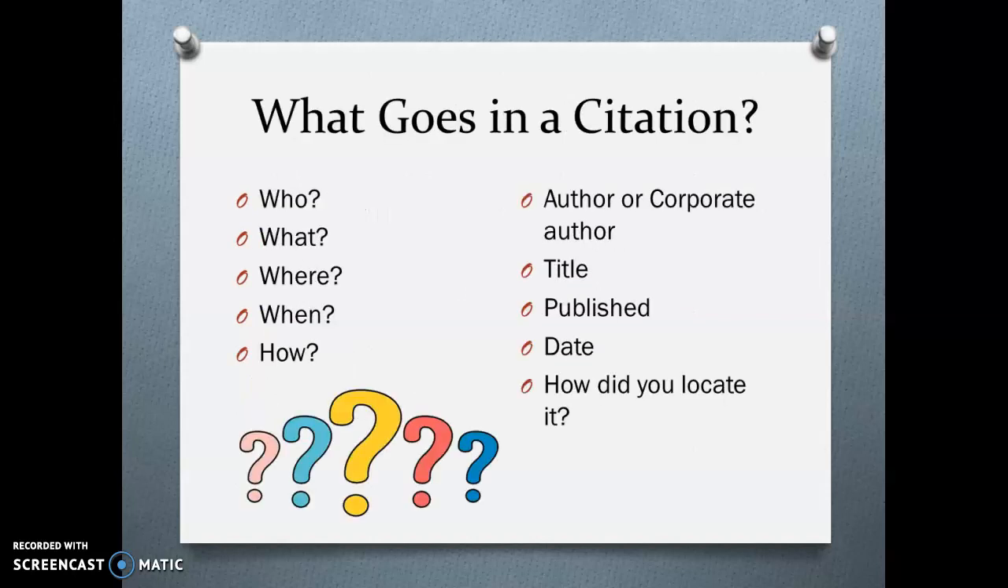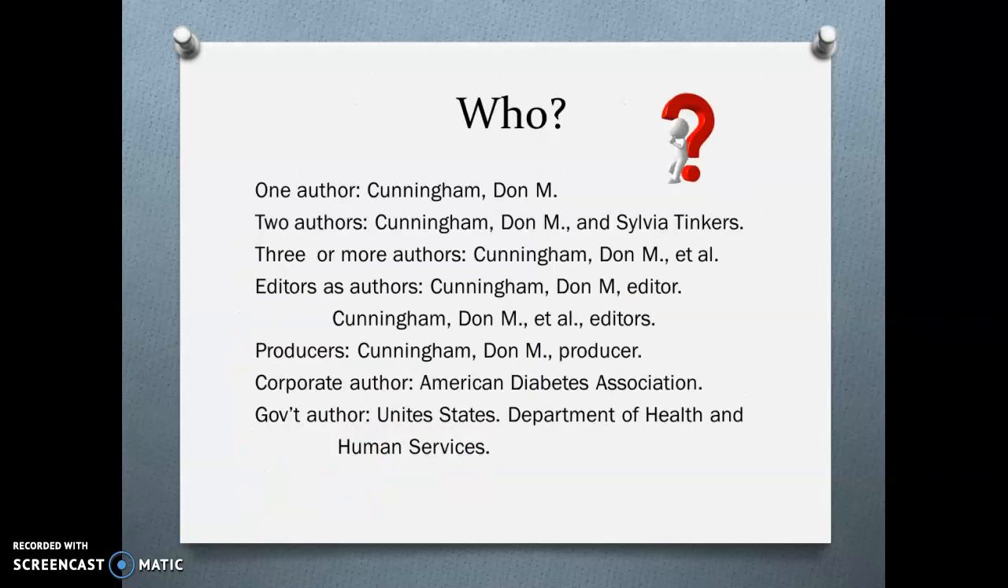Okay, so what goes in a citation? Citations are basically the who, what, where, when, and how. We want to know your source. Who wrote it? Author, corporate author. What was the title of their source? Where was it published, or what was it published in? When was it published? And how did you locate it? So this is the basic information in every single citation.